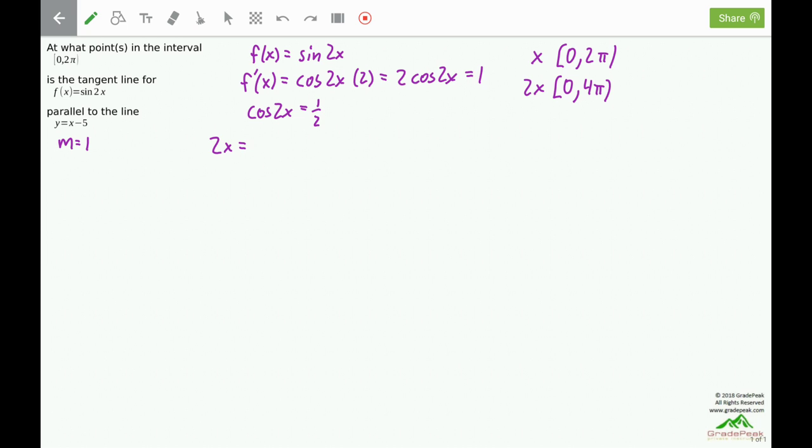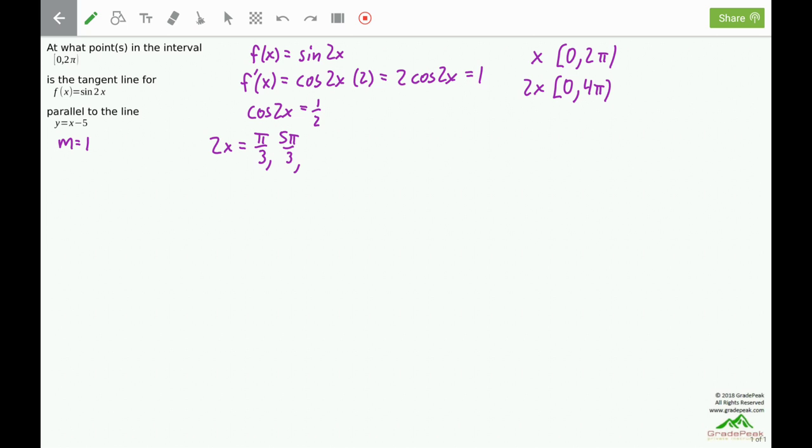So where is the cosine equal to 1/2? The first place that occurs at is pi over 3. The next place that occurs at is in the fourth quadrant, and it will be 5 pi over 3. There's our two locations between 0 and 2 pi, where the cosine equals 1/2. However, we have a 2x, and so we need to think of all the places between 0 and 4 pi. We need to go a little further. Now, those are the only two that are between 0 and 2 pi.